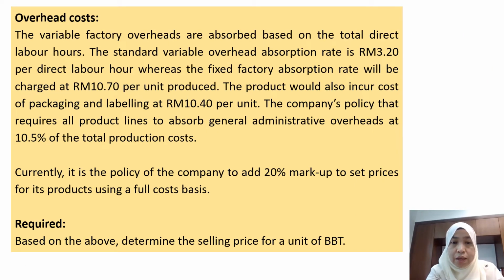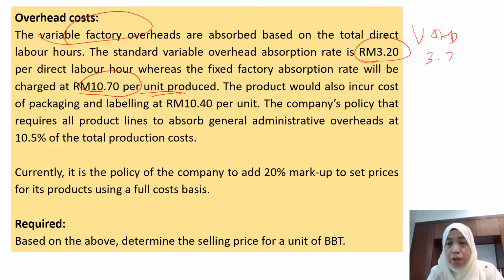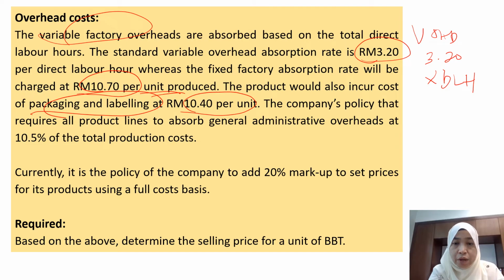Overhead. Regarding overhead, the variable factory overhead is absorbed based on total direct labor hours, and the standard variable overhead absorption rate is RM3.20 per direct labor hour. Whereas fixed factory overhead will be absorbed based on RM10.70 per unit of product. That means for variable overhead, RM3.20 you multiply by direct labor hours. And then the product would incur cost of packaging and labeling of RM10.40 per unit.